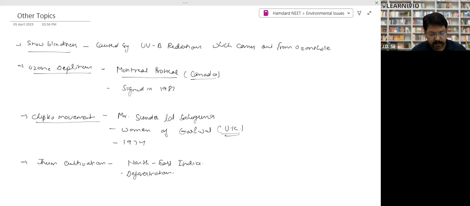The first chapter is very small, only 3 pages, reproduction in organisms. The second, which we have avoided, is strategies for enhancement of food production. Even this is not in the syllabus of the CBSE board. And next, microbes in human welfare. So these are the 3 chapters I have left, as we have covered the whole 12th class syllabus. Is everything that we discussed clear?